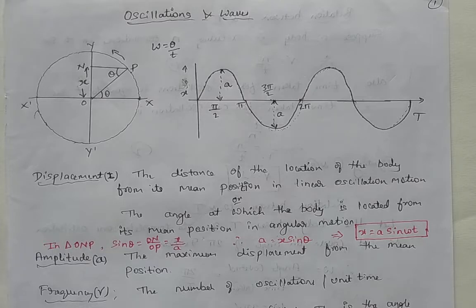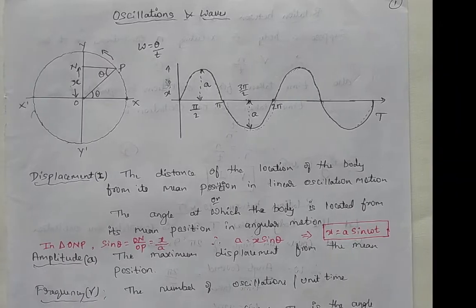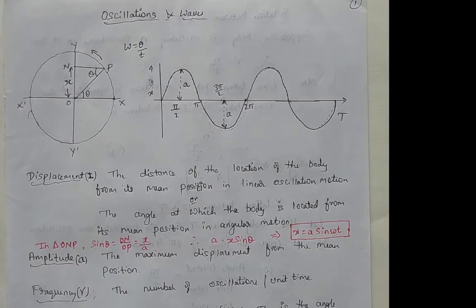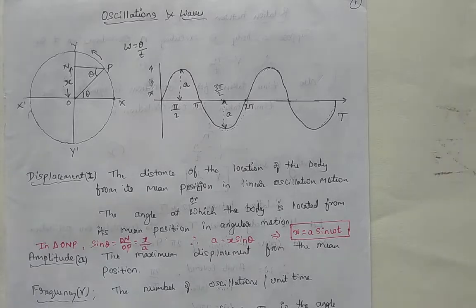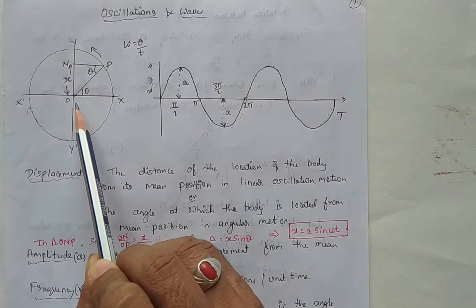Now in linear motion it is very easy to find out the various physical parameters, but when it comes to circular motion and oscillations, we are supposed to be familiar with a few of the parameters. So one by one we will discuss them. First we will see a circular motion.